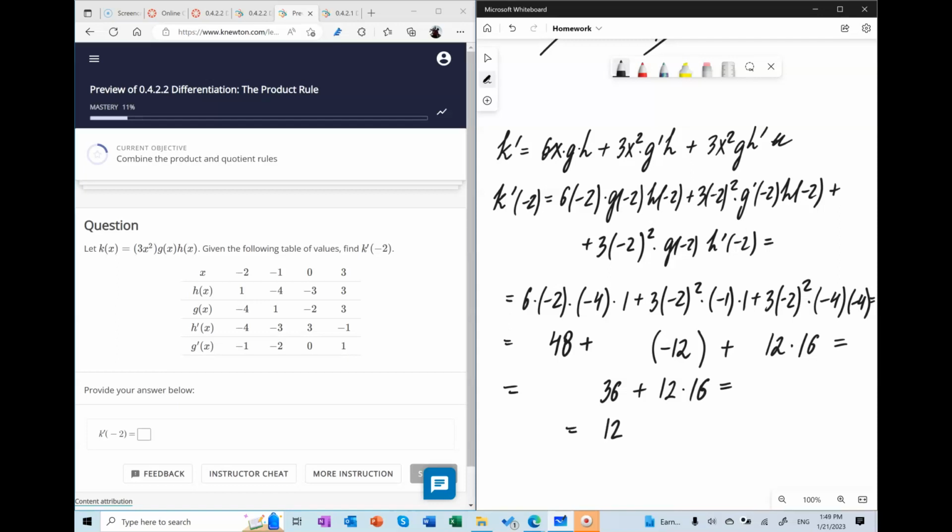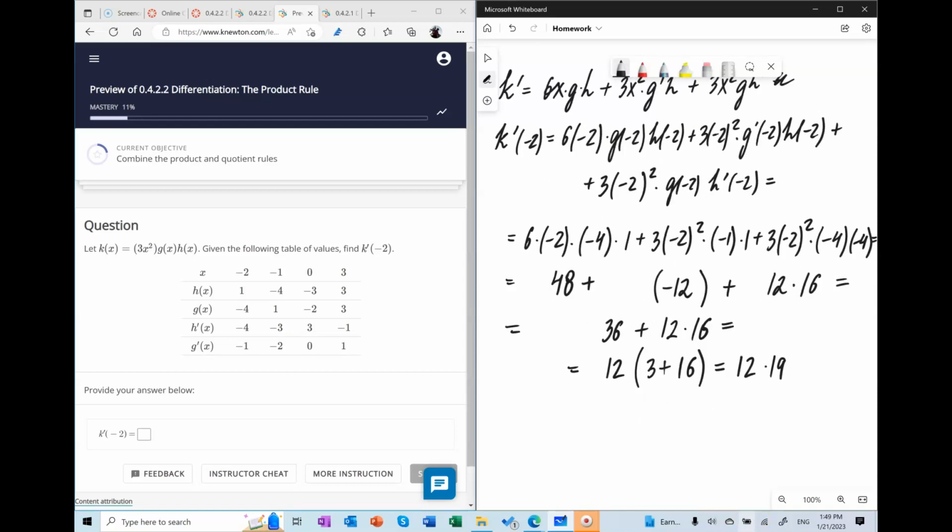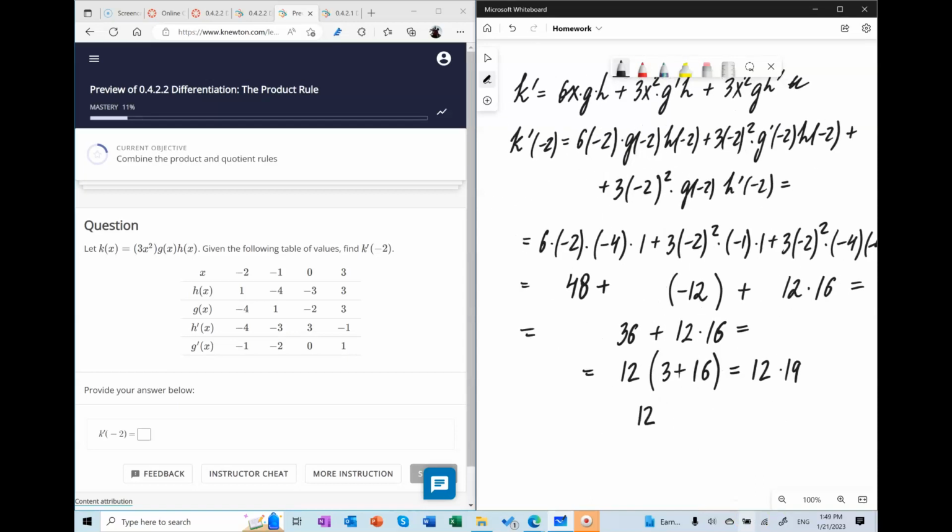12 times 3 plus 16. I just factored out 12. So the final answer is 12 times 19, which is 228.